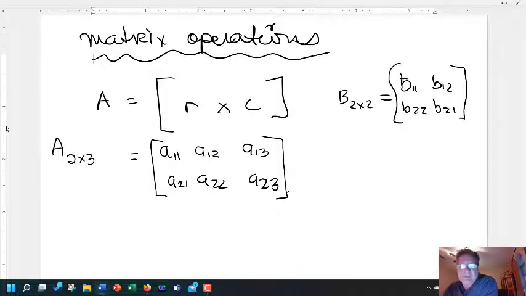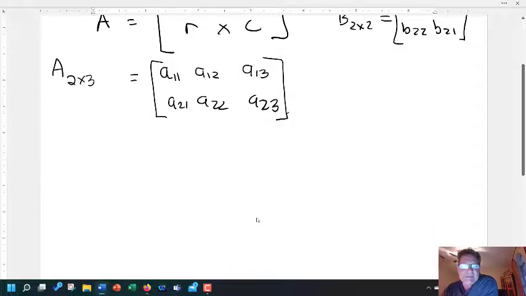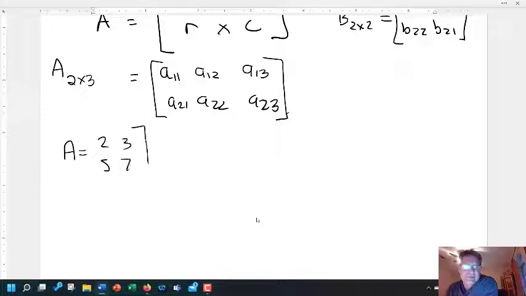Now we will do specific matrices, so we can talk about a matrix really specifically, and in that case we would simply write out the matrix. So matrix 2, 3, 5, 7 would be simply the matrix written out like that.